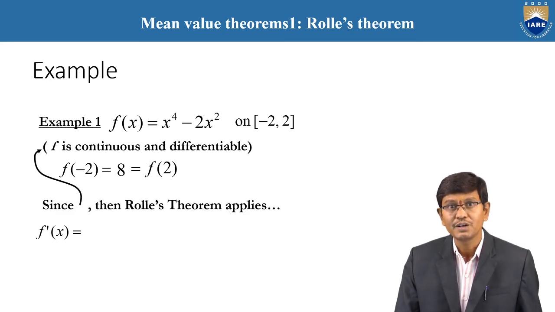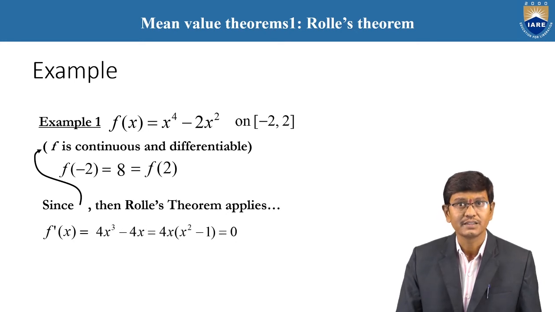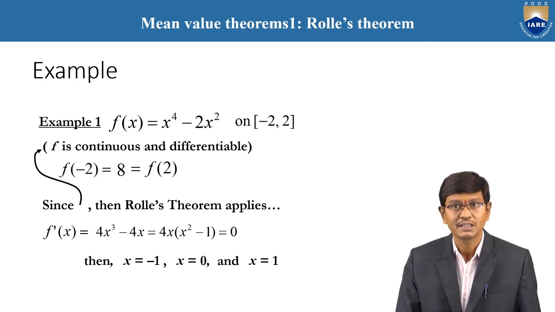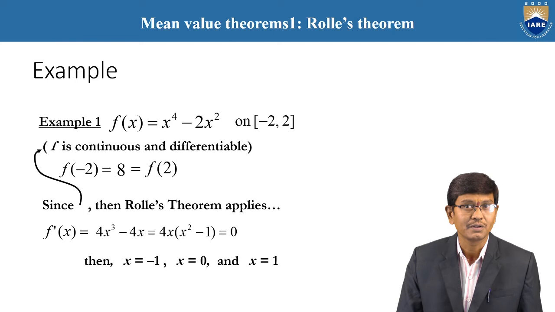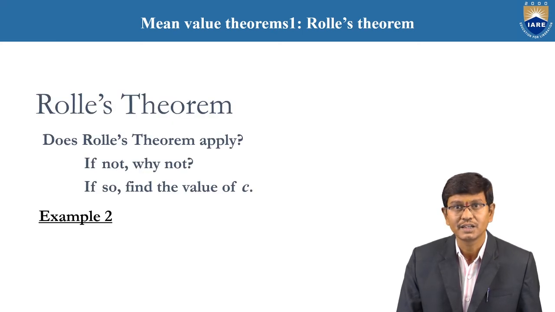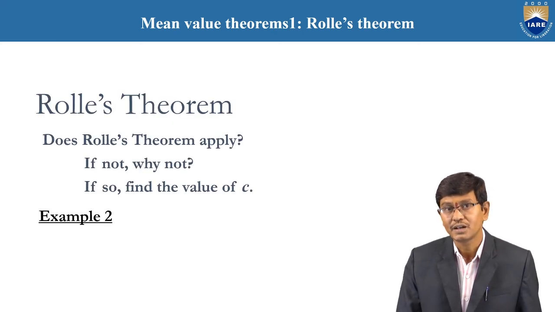Therefore, now we need to apply f dash of x. So f dash of x is equal to 4x cubed minus 4x, equal to 0. Therefore, x is equal to minus 1, 0, and also 1. Why? Because the value is equal to 4x into x squared minus 1. That means the 3 roots are minus 1, 0, and also 1. While observing this function, the given interval is minus 2 comma 2, and all the values satisfy it, including 0.